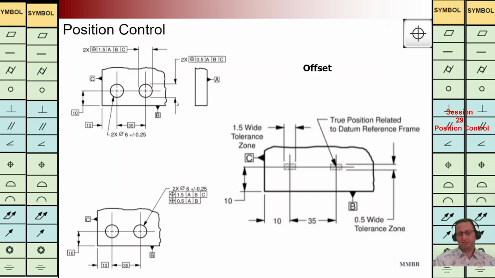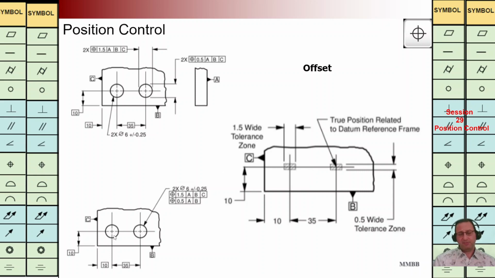What does it mean? As you can see here, on the right hand side, we are going to have these two hashed areas. In X direction, we are going to have 1.5. In Y direction, we are going to have 0.5. In this way, we are going to control the orientation and location of these two holes. Here we can see we don't have any diameter symbol. That's why we are going to have two parallel boundaries.